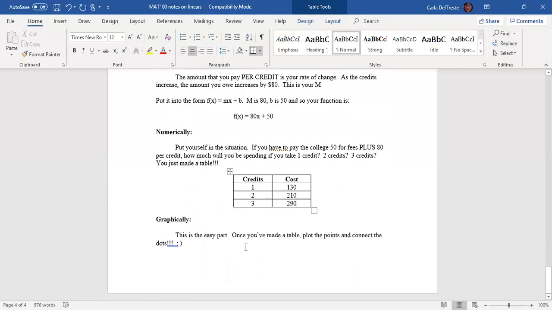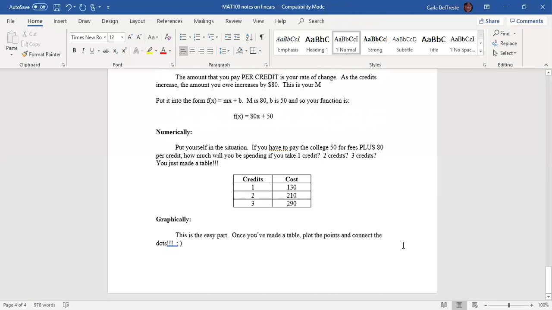Graphically, all you have to do, and you can do this one on your own, is again, consider domain and range. Are you going to take negative credits? Does that make any sense? Are you going to pay the college negative money? Does that make any sense? So again, you're going to only show the positive quadrant, and you're going to label credits along the x-axis and cost along the y-axis. And you're going to plot this information just like we did in the earlier problem on this video.